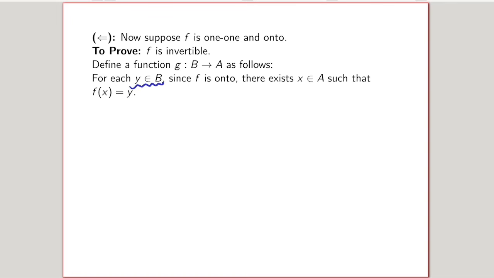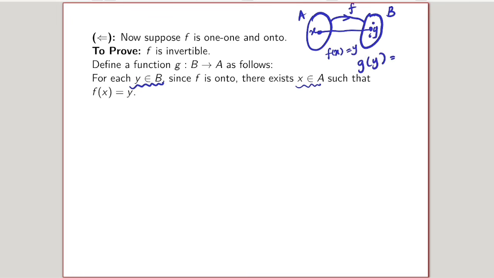Observe that for every Y in B, since F is onto, let us consider this as A and this as B. This will be our map F. Since F is onto, if I have any element Y in B, correspondingly I will have a pre-image in A. I am going to take that pre-image, F of X is equal to Y, and write G of Y is equal to X. I am going to give that pre-image as the image of Y under the map G.